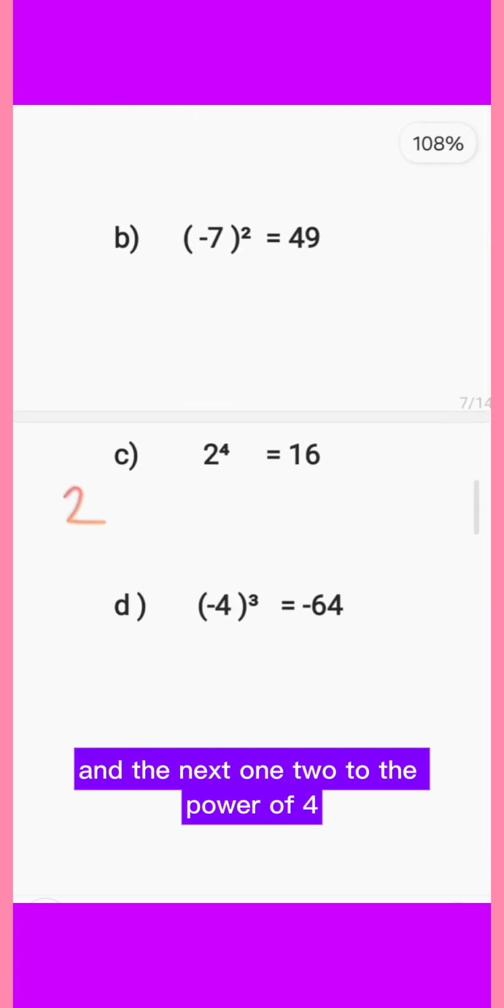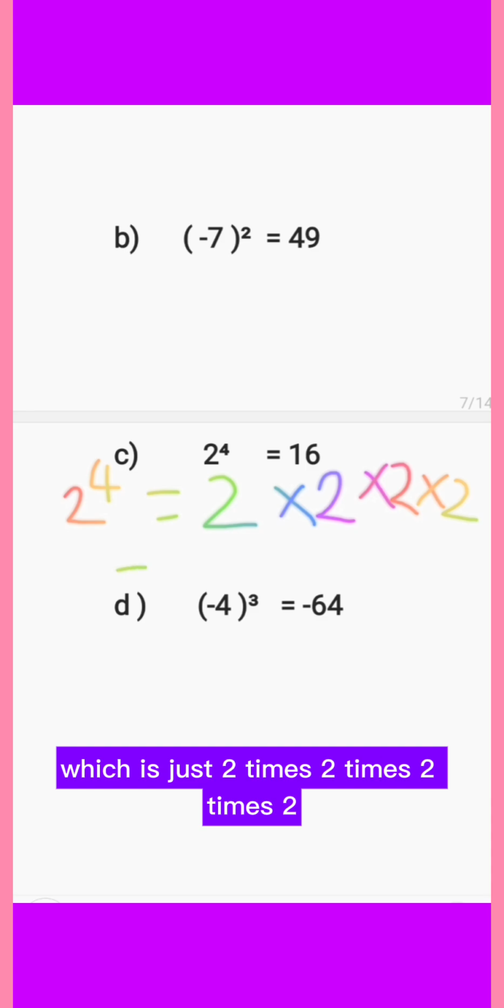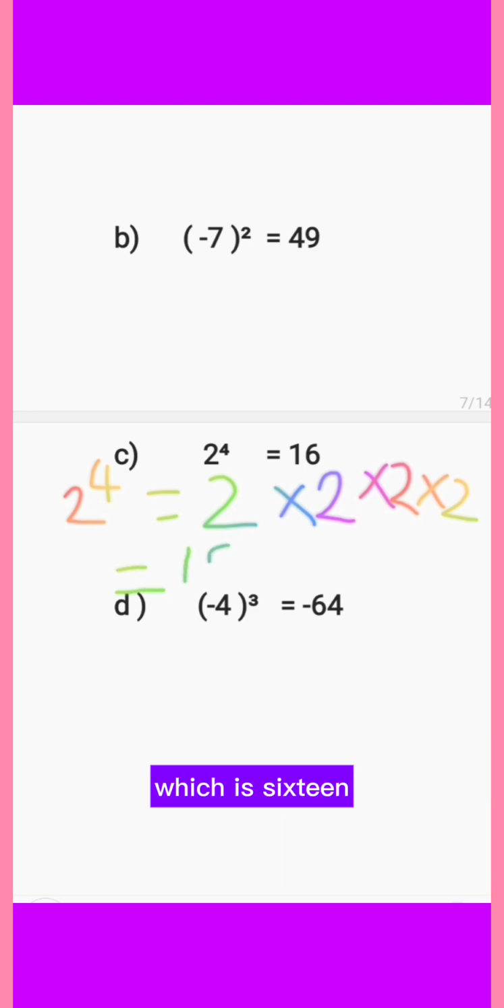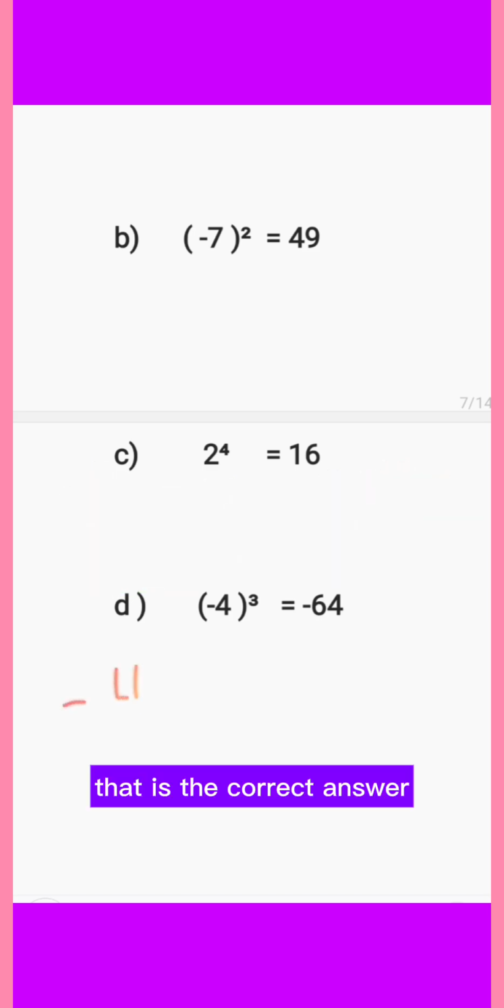And the next one, 2 to the power of 4, is 2 times itself 4 times, which is just 2 times 2 times 2 times 2, which is 16. That is the correct answer.